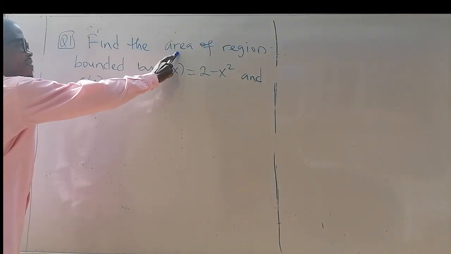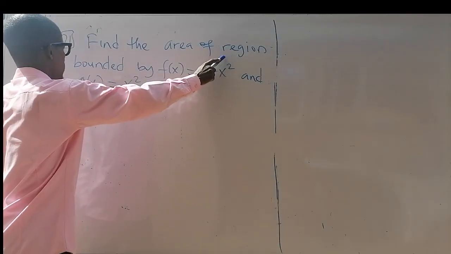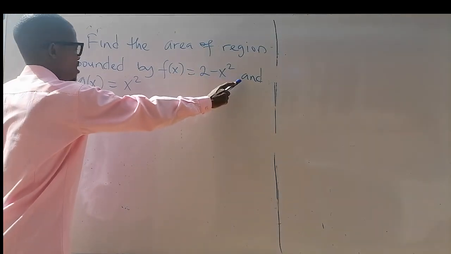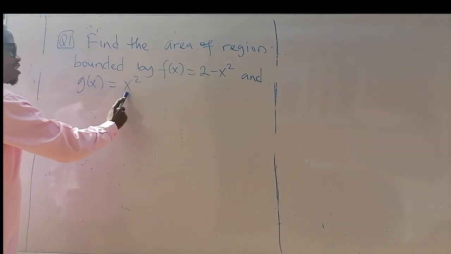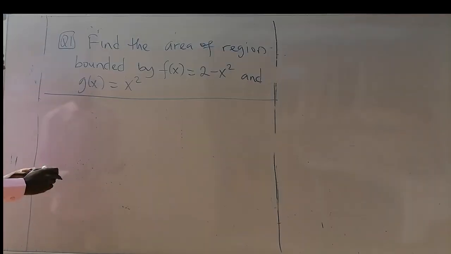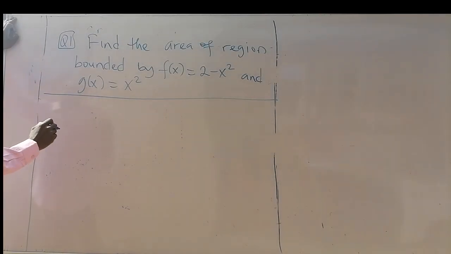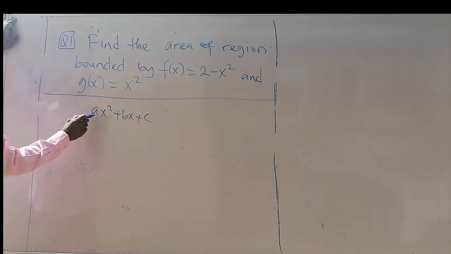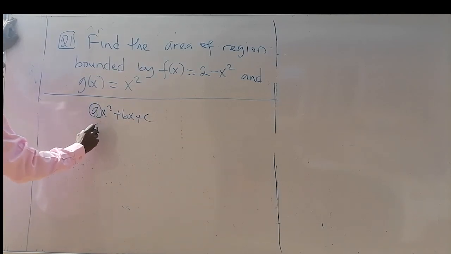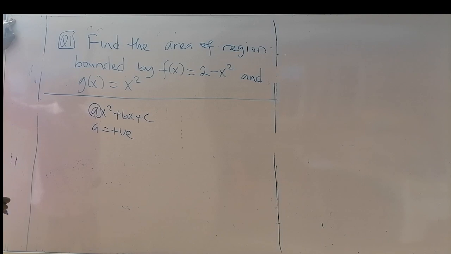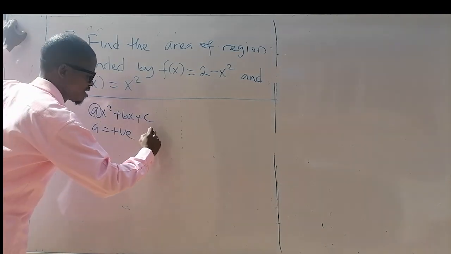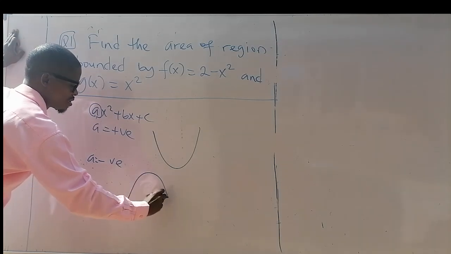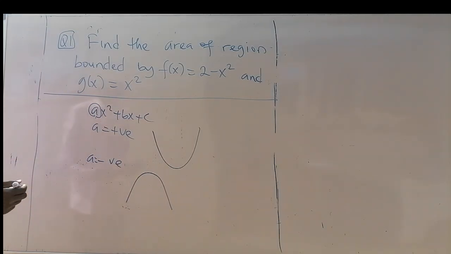Find the area of the region bounded by f of x equal to 2 minus x squared and g of x equal to x squared. Before I start the solution, I want to explain: if your quadratic equation's a is positive, your graph is going to be of this form, and if your a is negative, the graph will be a cap shape. Those are the first things you need to note.